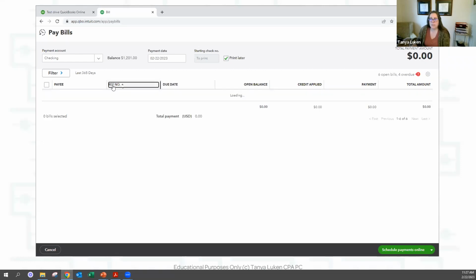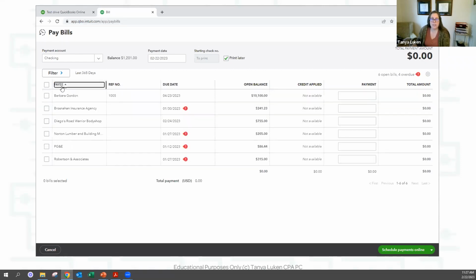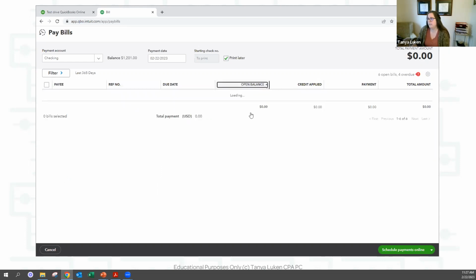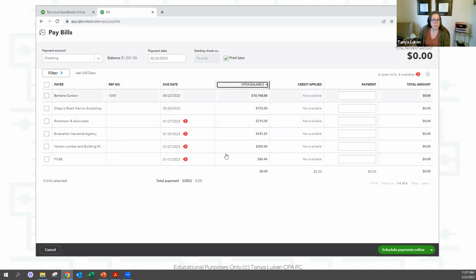You can resort your list by reference number. You can sort your list by payee. You can sort your list by the amount that's due. However you want, whatever makes sense to you, you can do that.